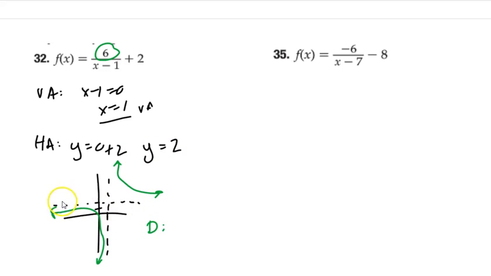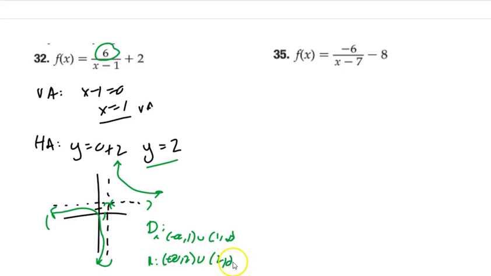Domain, right? X values. Again, it should be broken up by the vertical asymptote, because of the x right there. So we look at it, negative infinity to 1, no one touches anything at 1, and then 1 to infinity. Range, likewise, is broken up by the y value, the horizontal, negative infinity to 2, union 2 to infinity. Next one up.